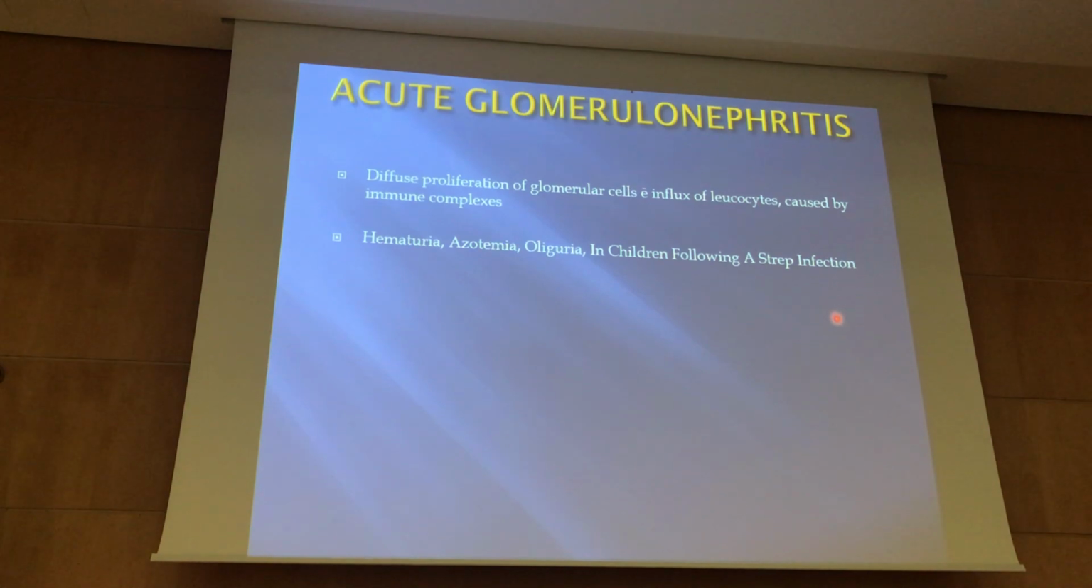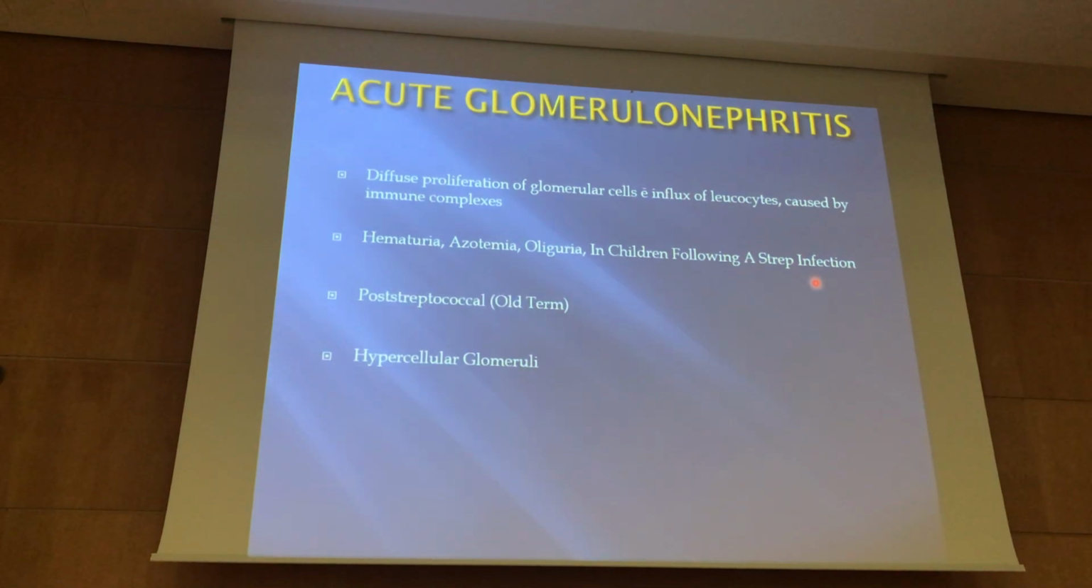This is also called acute diffuse proliferative glomerulonephritis. There is a proliferation of glomerular cells with influx of leukocytes caused by immune complexes. These immune complexes are probably streptococcal antigen with antibody. The patient may have hematuria, azotemia, oliguria, and it is mostly seen in children following a type A streptococcal infection. Okay?